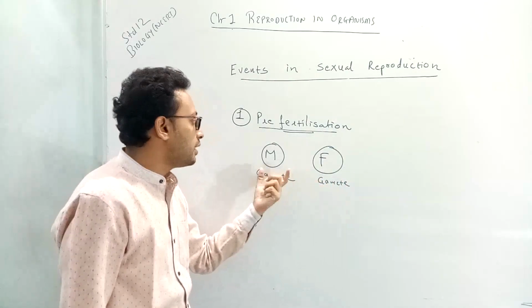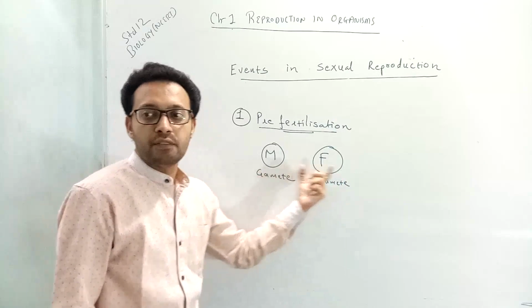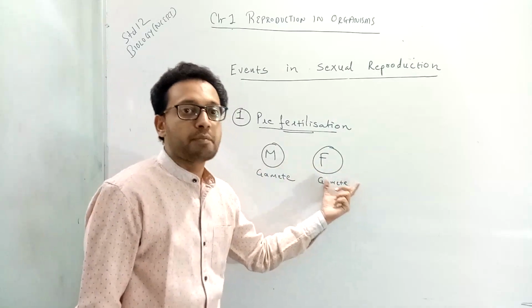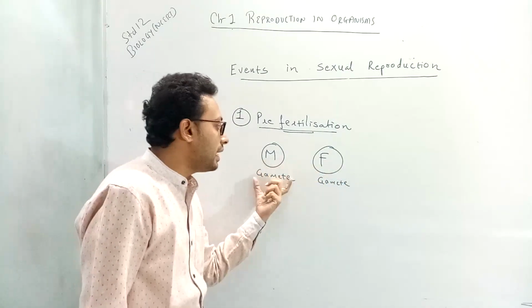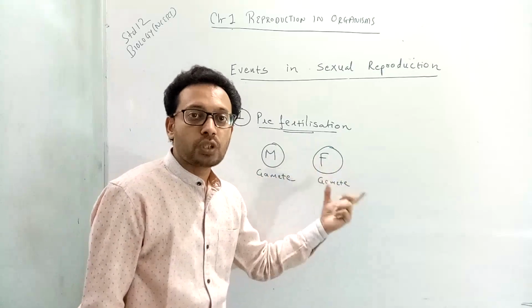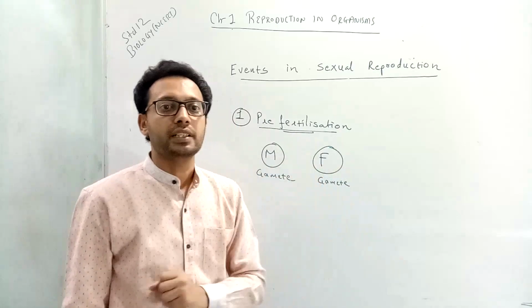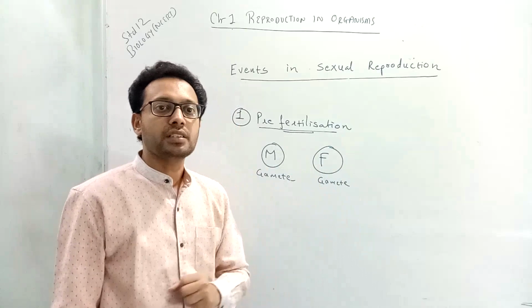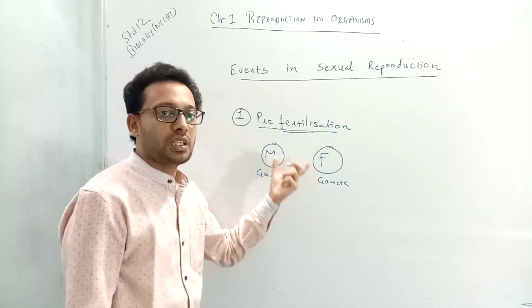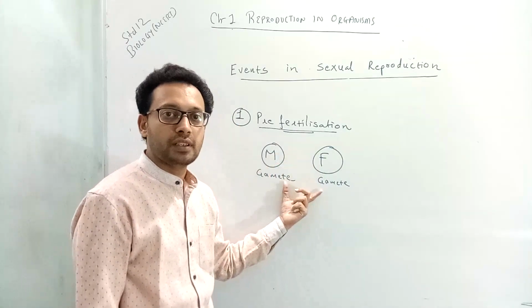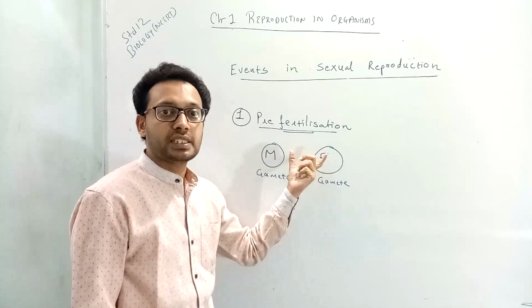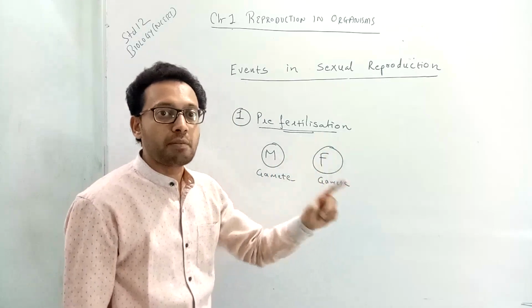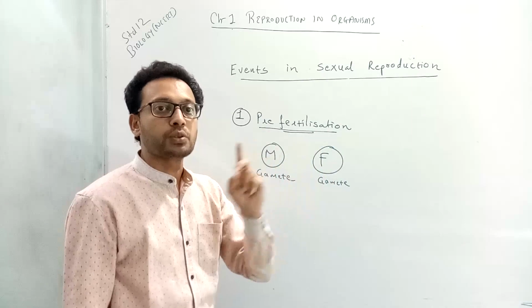It may happen that the male gamete is produced by the male and the female gamete is produced by the female, but in some instances the male gamete and the female gamete both are produced by the same organism. So that's why, in sexual reproduction, the process occurs with the formation of gametes, either by the same individual or by different individuals of opposite sex.